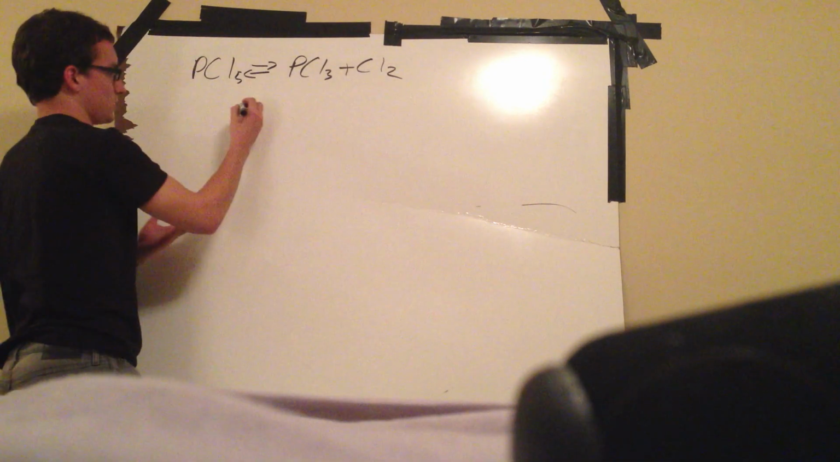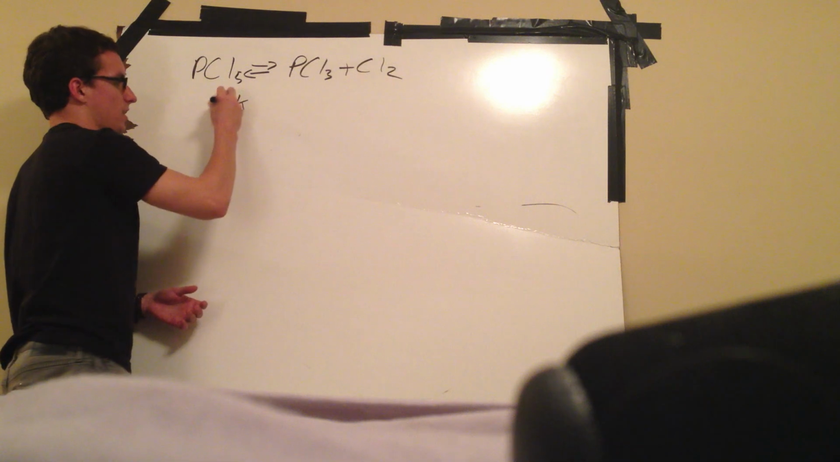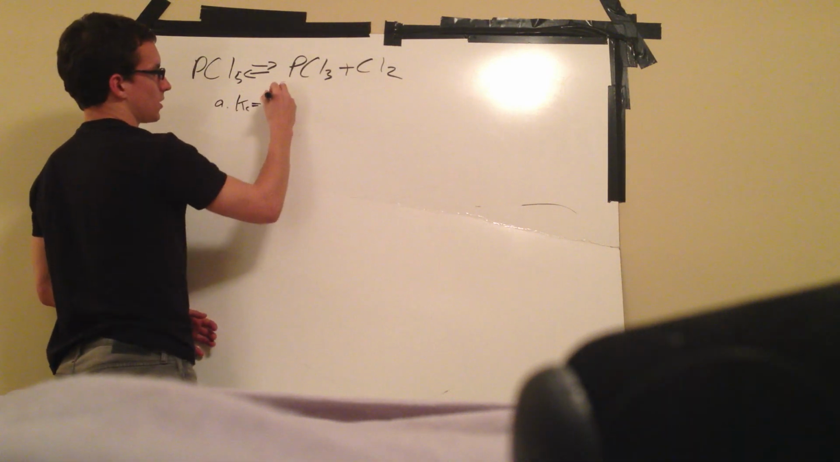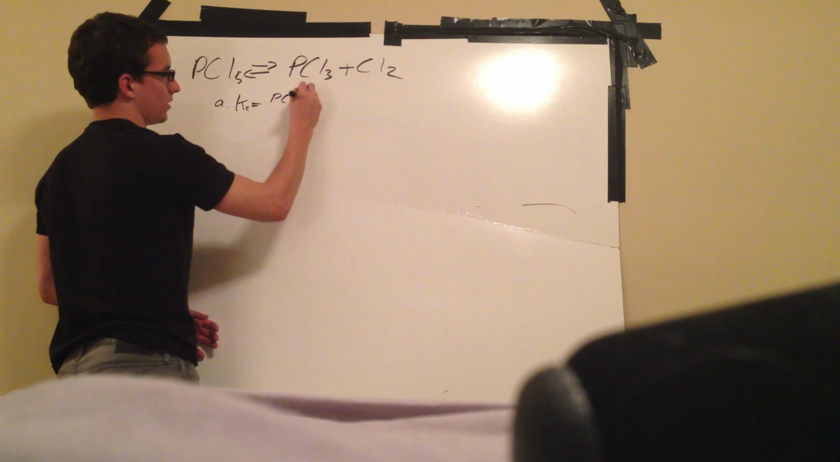So let's just simply do Kc. This is easy. Part A, Kc equals product over reactants of PCl3 plus Cl2.